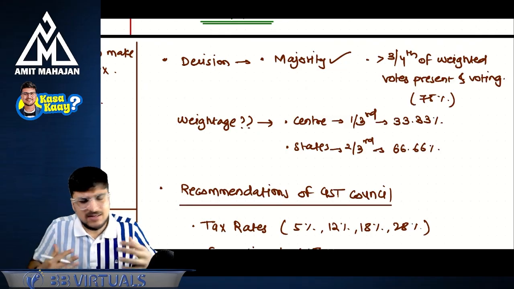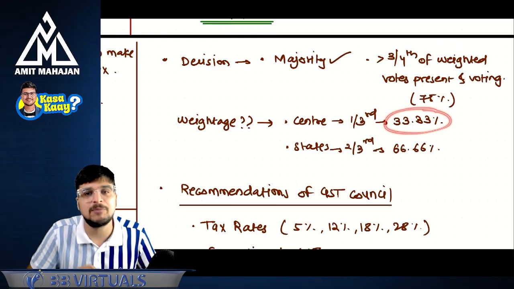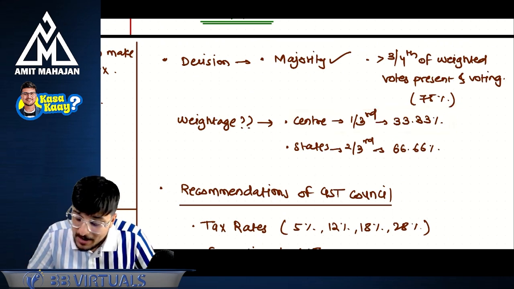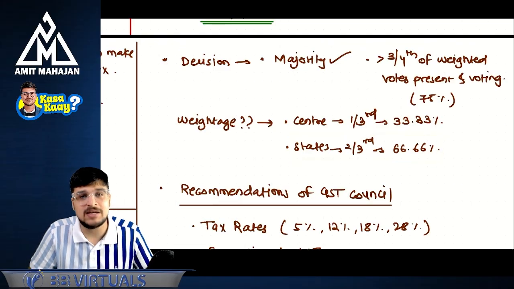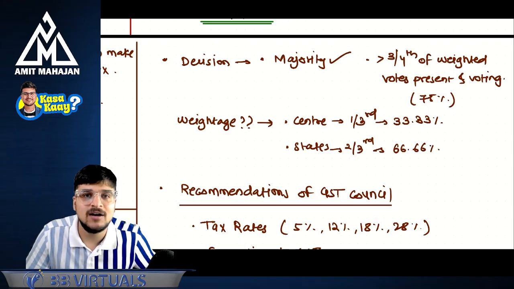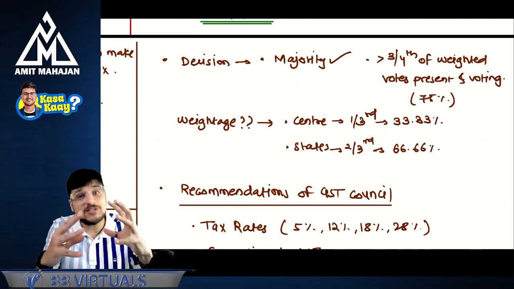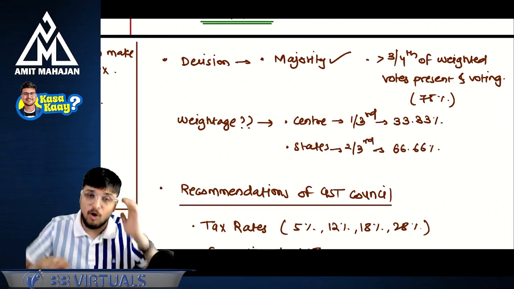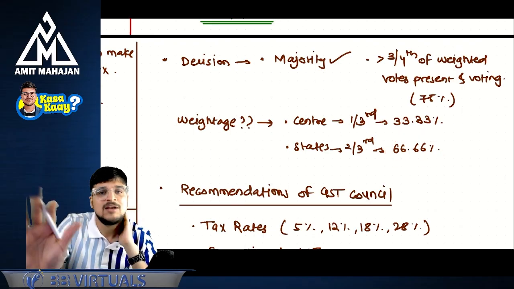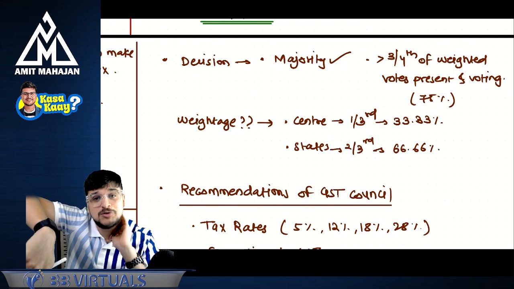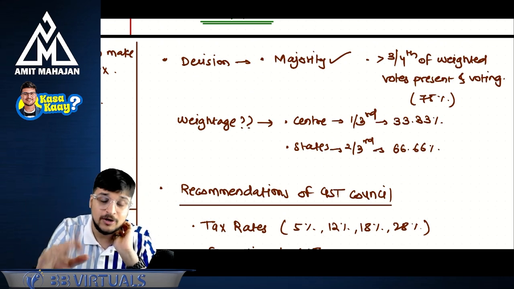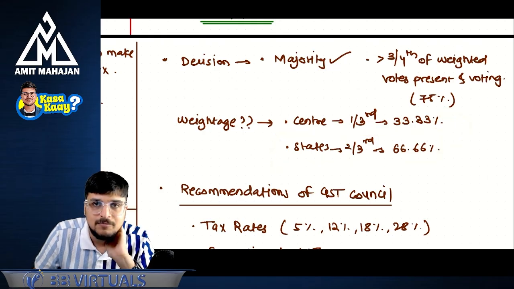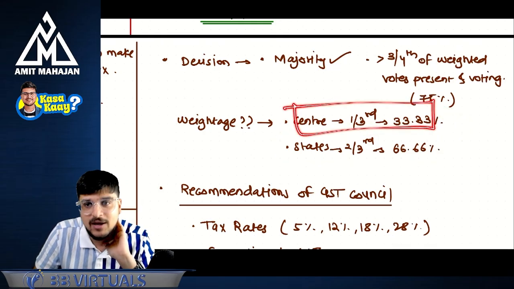Center has a weightage. If center says yes to something, it has a weightage of only 33.33%. So basically, only center cannot make the law. They have to ask the states also. Correct? And if you see the states, it is only 66.66%, which means only states also can't make the law. They have to ask the center. And that's why it is a combination of center and state. Center should say yes, and state also should say yes. So if all the states say yes, it is only 66.66%. You can't make a law, you have to ask the center. And if the center wants to make a law, they can't make a law because they have to ask the state.